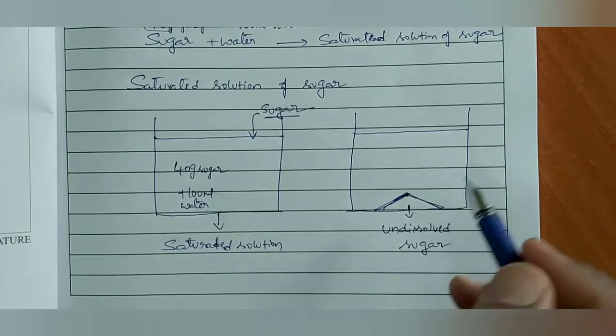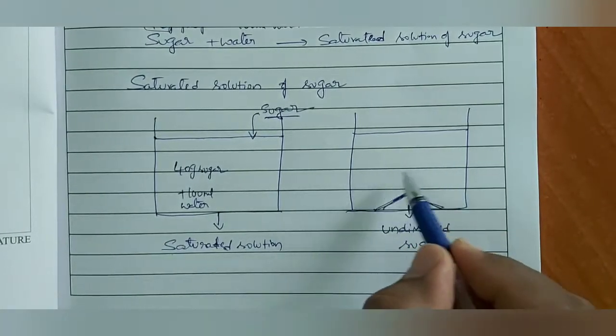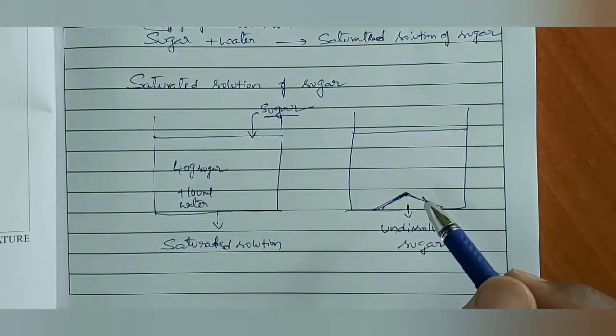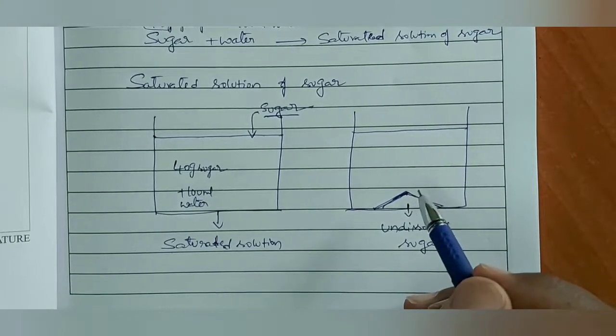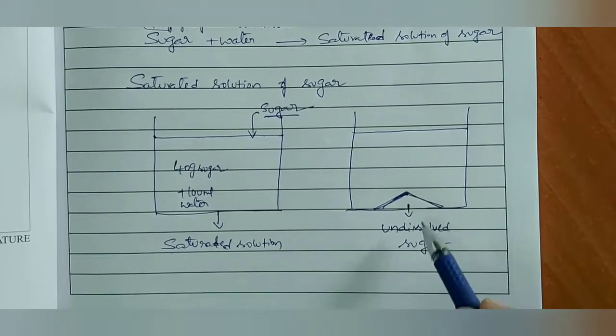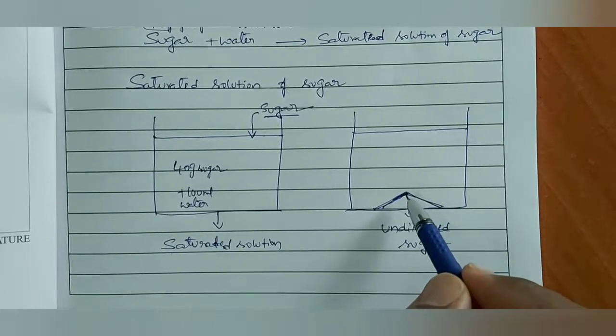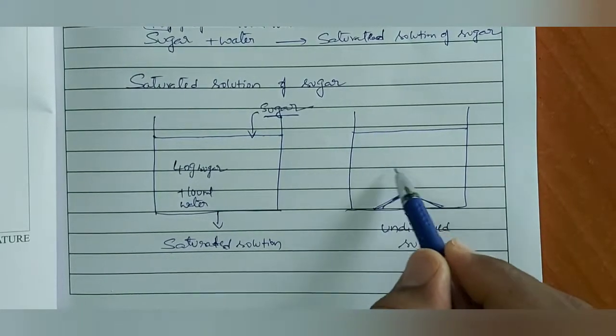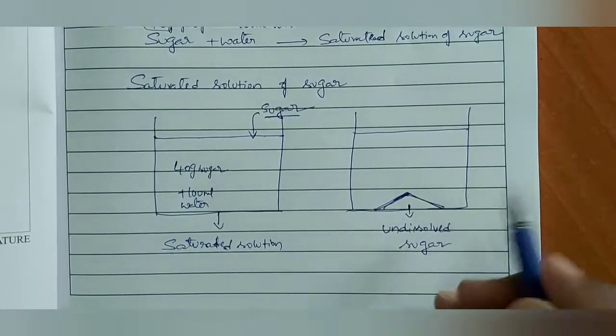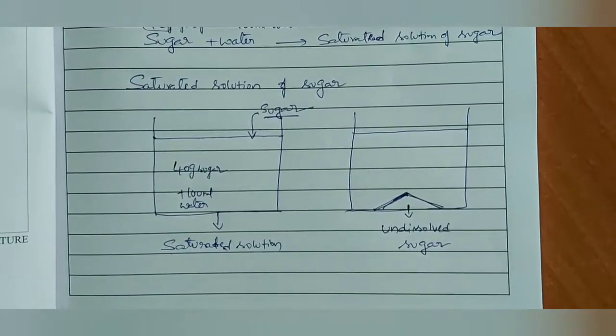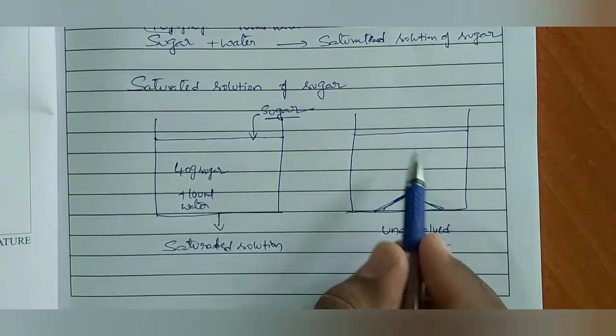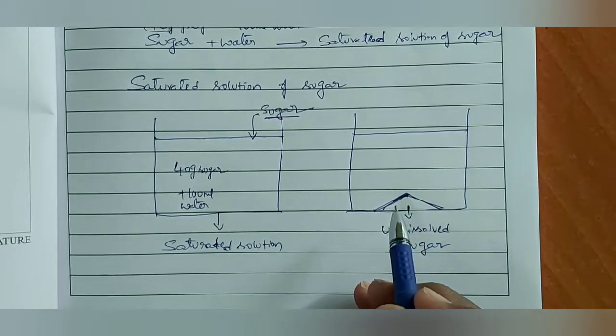This is called undissolved sugar. Inside the solution, already dissolved sugar is there. How much dissolved sugar is there? 40 grams. And this is undissolved sugar. Now we are going to say that this undissolved sugar and dissolved sugar are in dynamic equilibrium.